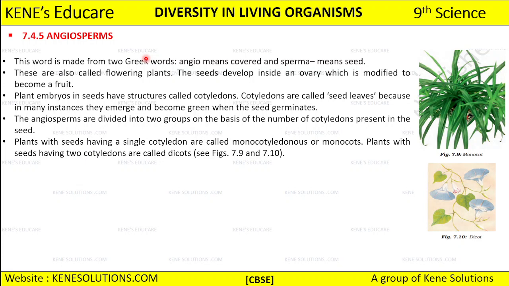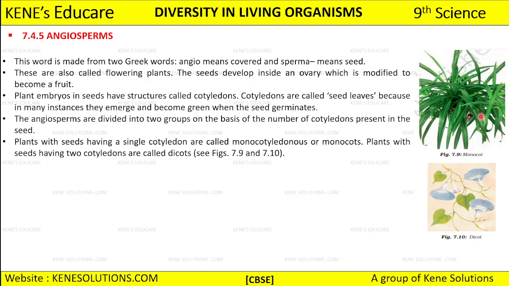Okay, the plant embryo in seeds has a structure, and we call that structure a cotyledon. Cotyledons are the seed leaves, because in many instances we see that the leaves emerge out and become green as and when the seed is germinating. Angiosperms we can further divide into two groups on the basis of the number of cotyledons present inside the seed.